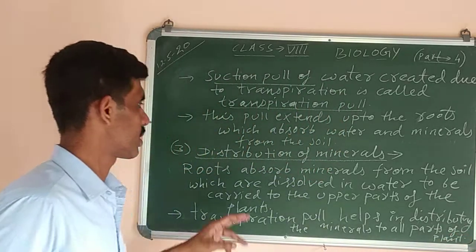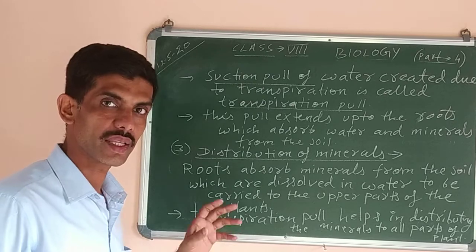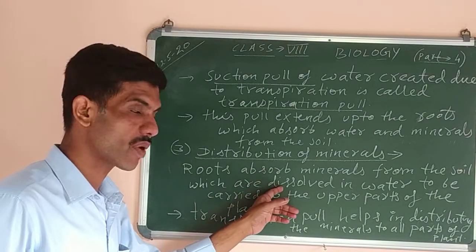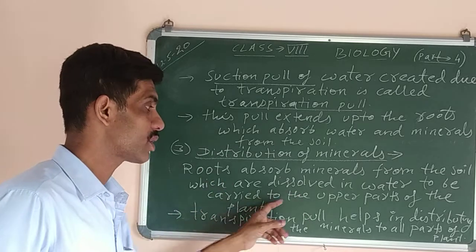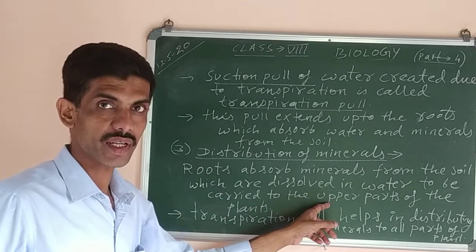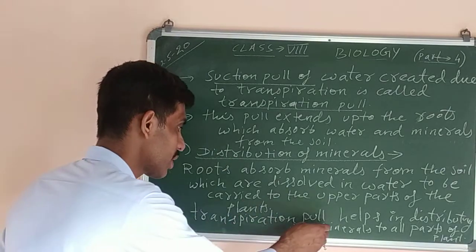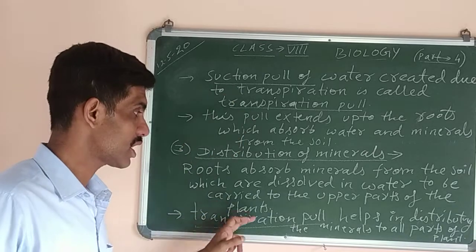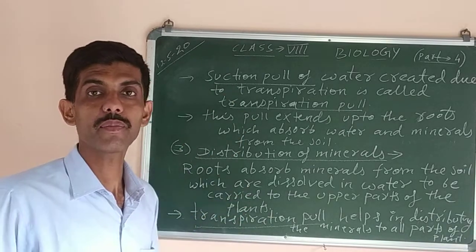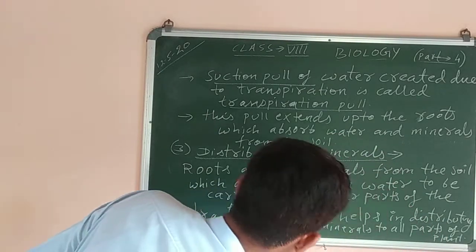Okay. So distribution of minerals. Roots absorb minerals from the soil, and these minerals are dissolved in water. Okay, they remain in solution form, and they are carried to the upper parts of the plant. These minerals are supposed to be carried along with the water to all the upper parts of the plant. It is because of transpiration pull. Already we had studied what is transpiration pull. This transpiration pull will help in the process of distribution of minerals to all parts of the plant.